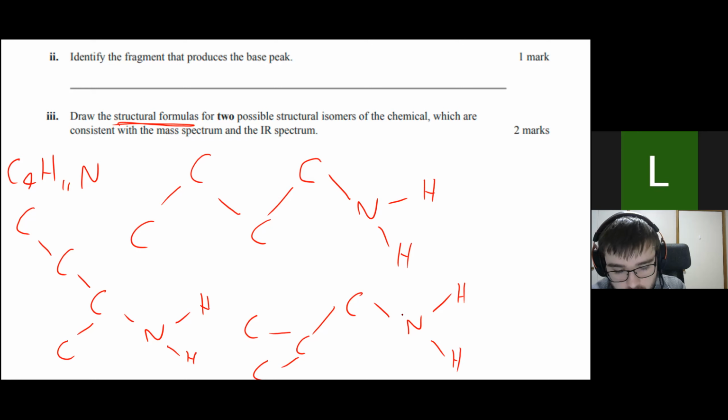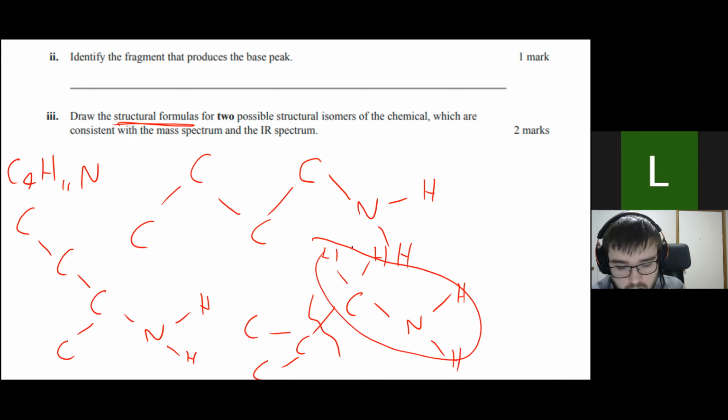So we've got 16 from the nitrogen, 12 from the carbon, and 2 from the hydrogens here. So if we broke the single bond here, we would get a fragment that looked like that, and it would show up as 30 m over z. So I'm going to do that there, CH2NH2.